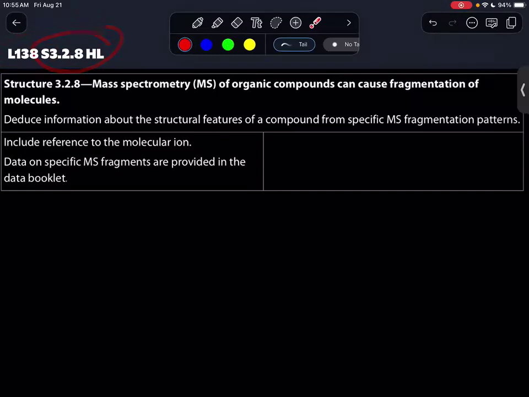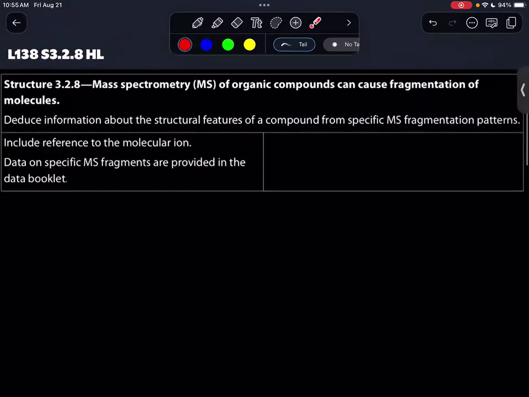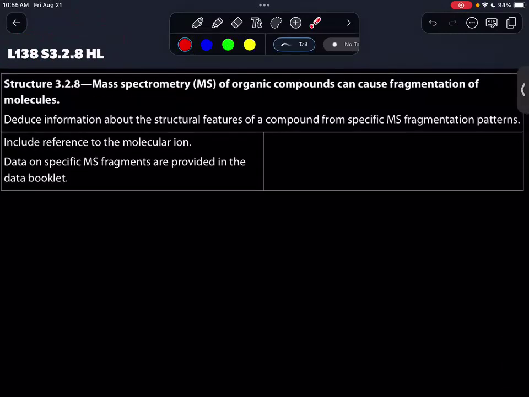Today, I'm covering structure 3.2.8. This is an HL topic. In this topic, we're going to be talking about mass spectrometry, or mass spec, of organic compounds, which can cause fragmentation of molecules. With that, we'll deduce information about the structural features of a compound from specific mass spec fragmentation patterns. So we'll include references to the molecular ion, and we'll look at data within the data booklet. This will mostly all be from section 22 of your data booklet, as long as that doesn't change again.